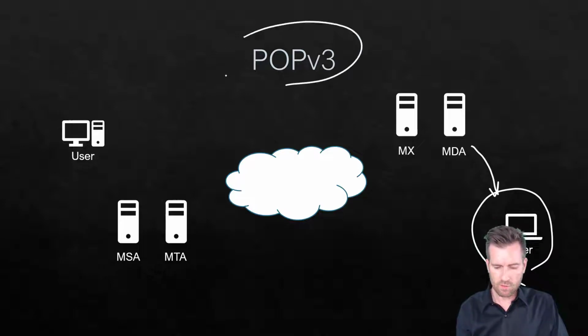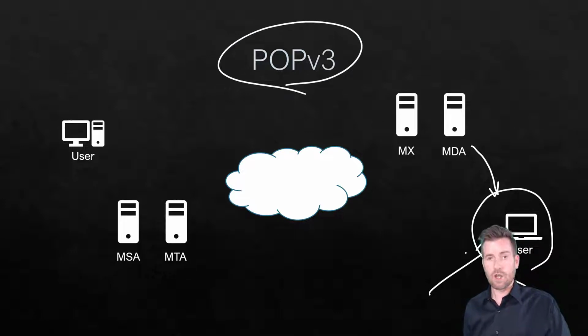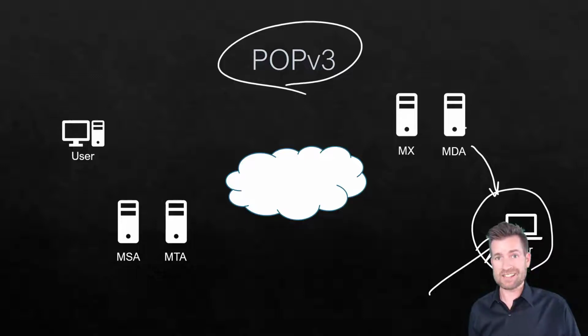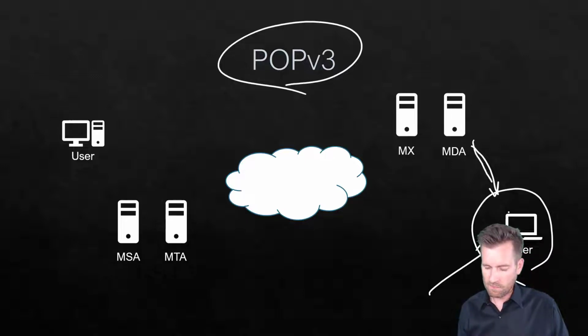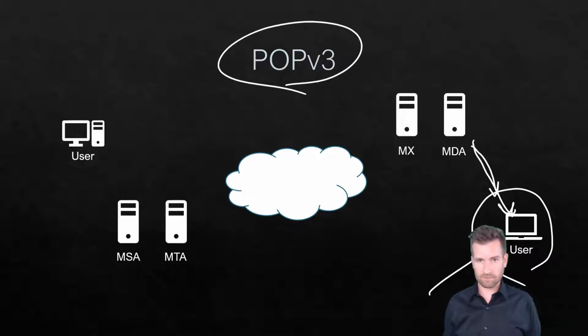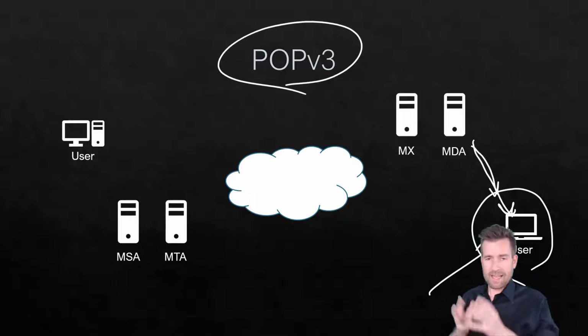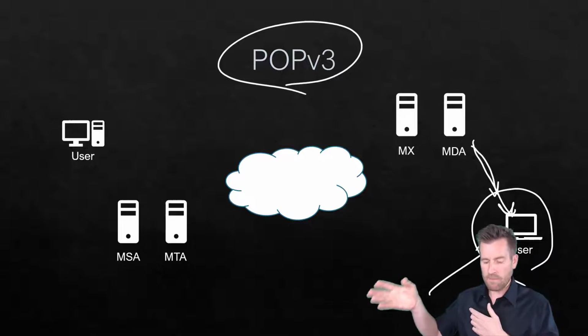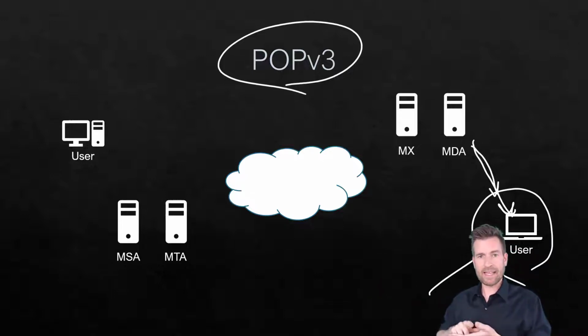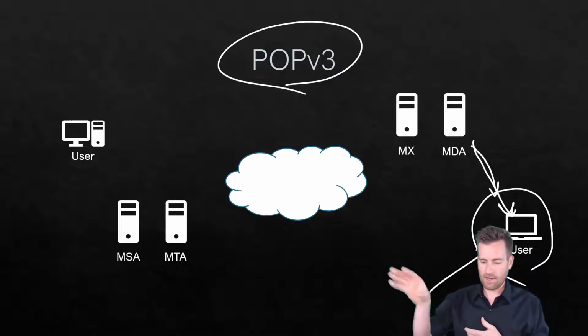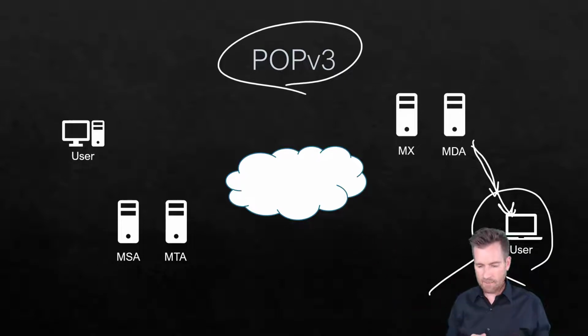POP version 3 is a way for this user agent to reach out to the server and say, do you have any mail for me? And then it pulls it down to the client. Think of it as the client actively going and grabbing the information and pulling it down. Because of that, we don't have a copy now on the mail delivery agent. There is a way to say, hey, leave a copy on the agent. But where I'm going with this is that POP version 3 is a great way to retrieve mail, but it has definite limitations. And so that's where we're going to get into our next protocol.